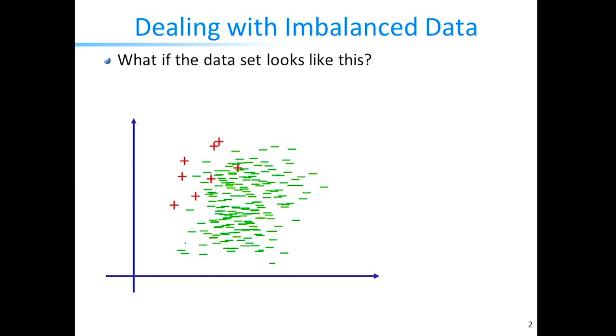Sorry, once again? Blood tests, yes. Okay, so medical tests. Yes, absolutely. Great example, right? So medical examples, right? So hopefully there's far fewer sick people than healthy people, right? Or there might be certain diseases that are very rare, right? And we have very few examples of the class with the disease, right? So that's one domain, absolutely.